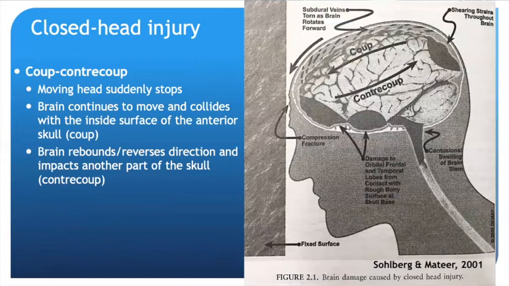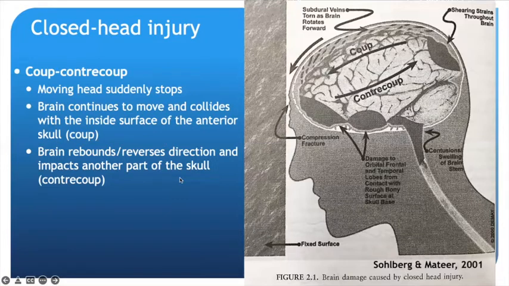Focusing on closed head injury, or coup-countercoup: the moving head suddenly stops. The brain has inertia, so it continues to move and collides with the inside surface of the anterior skull. This creates the coup injury. So the brain goes forward and hits the bony structure of the inside anterior surface of the skull, and there are somewhat sharp bony protuberances inside the skull. This can cause contusions and lesions here in the front of the skull. Then the brain will rebound, reverse direction, and impact another part of the skull.